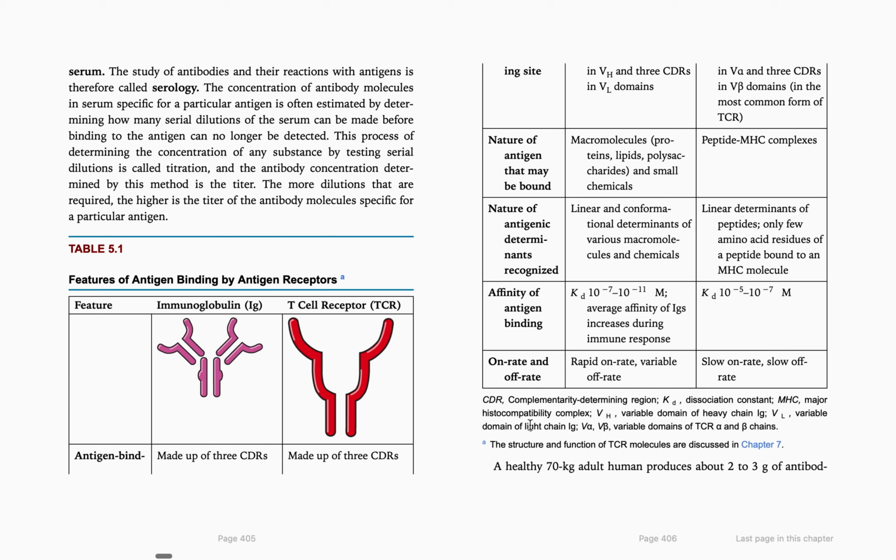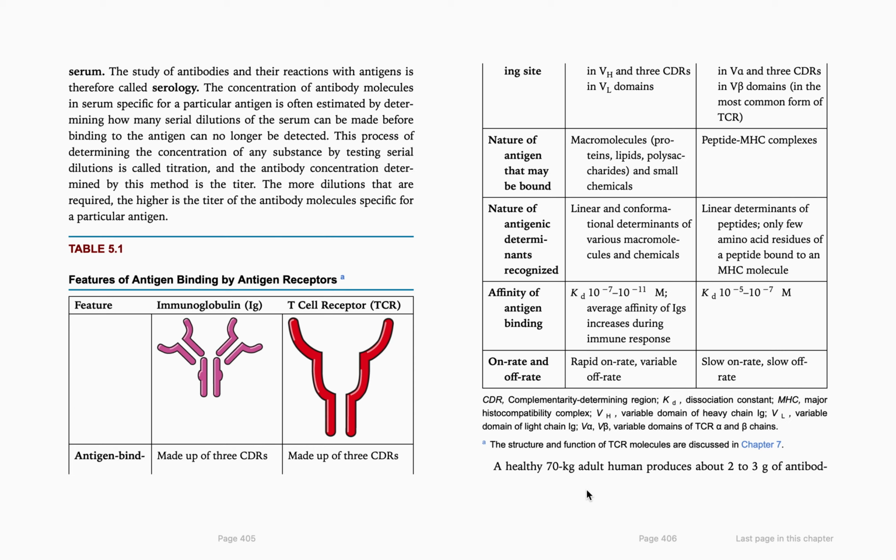And if you want to know what the letters up there were, CDR means complementarity determining region, KD is dissociation constant, MHC is the major histocompatibility complex, VH is variable domain of heavy chain, and VL is variable domain of light chain, and V alpha and V beta are variable domains of T cell receptor alpha and beta chains. So we have the V alpha and V beta that you have seen there. The structure and function of T cell molecules are discussed further in chapter 7.